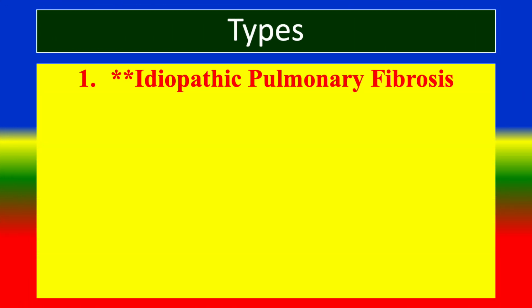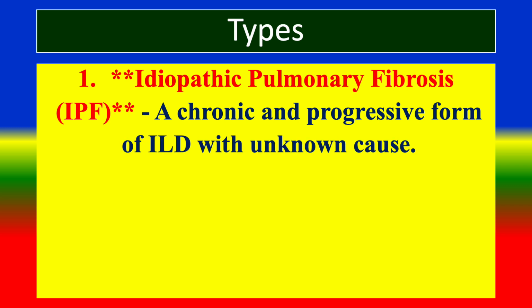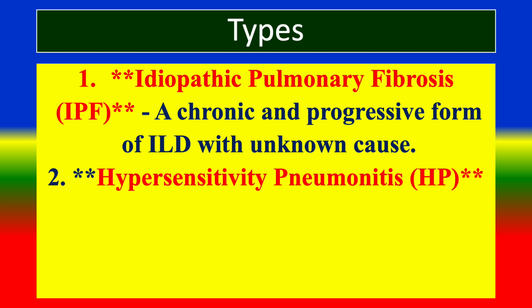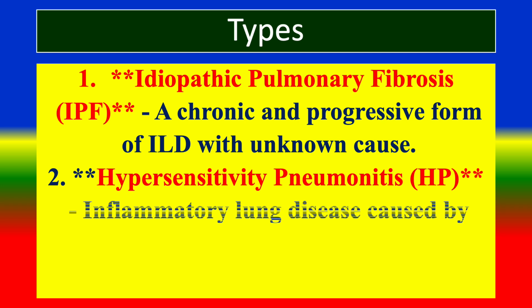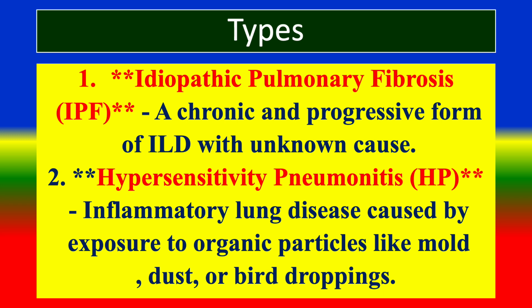Types. 1. Idiopathic pulmonary fibrosis, IPF, a chronic and progressive form of ILD with unknown cause. 2. Hypersensitivity pneumonitis, HP, inflammatory lung disease caused by exposure to organic particles like mold, dust, or bird droppings.